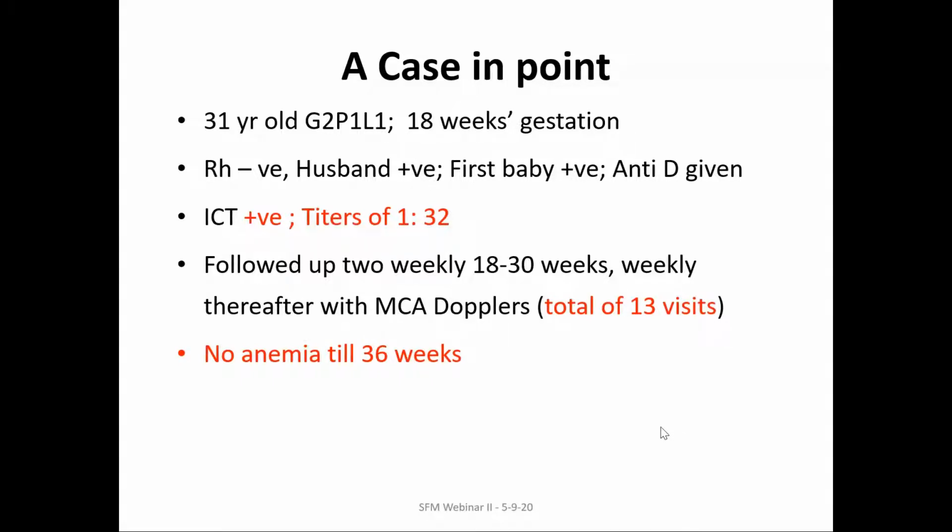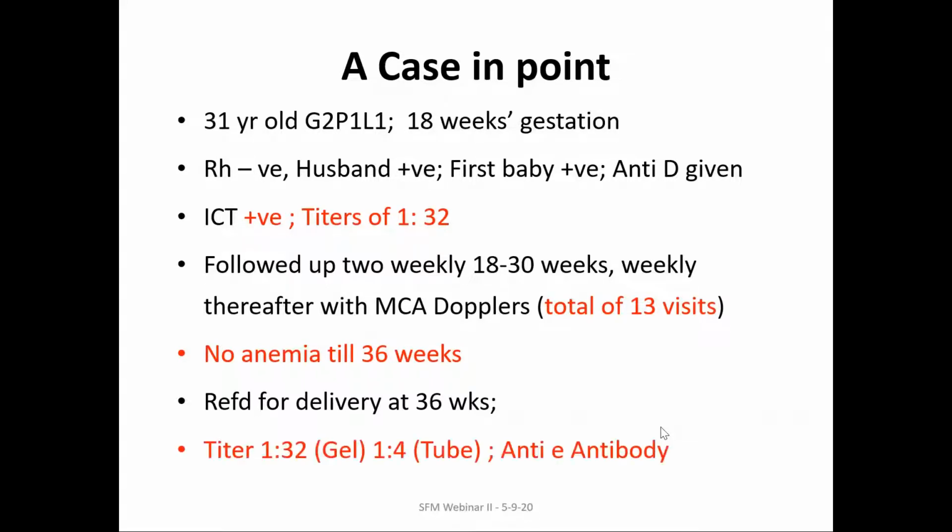So the obstetrician got confused at this point for some reason, and then she decided to refer to us for delivery, anticipating that there could be anemia and she was not picking it up properly, and the baby might need level 3 NICU care. So she was referred for delivery around 36 weeks. And as is our practice, we repeated the titers by both the gel and the tube method, and we did the antibody identification. And lo and behold, the titer of this lady by the tube method was only 1 in 4, far below the critical titer of 1:16.